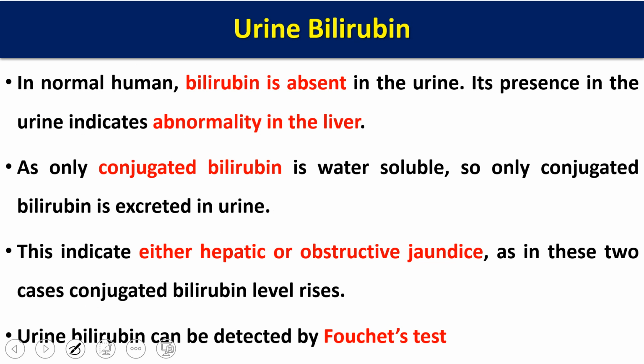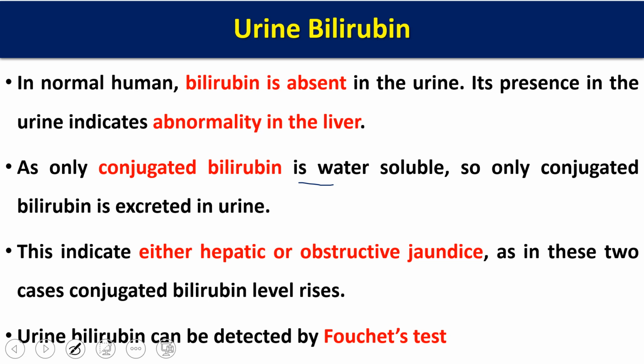Now we are going to see the second test, that is urine bilirubin. Normally, in a healthy human being, bilirubin should be absent in the urine. There should not be bilirubin present in the urine, and its presence indicates some kind of abnormality in the liver. And if it is present, only conjugated bilirubin will be present in the urine. No unconjugated bilirubin can be found in the urine, because unconjugated bilirubin is water insoluble, so it cannot be excreted. Only conjugated bilirubin is water soluble, so only conjugated will be excreted into the urine.